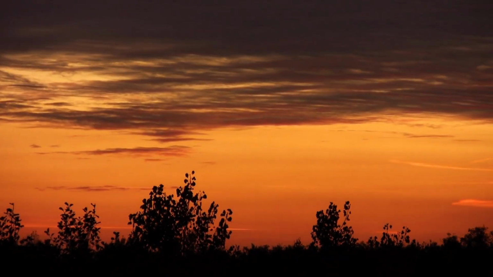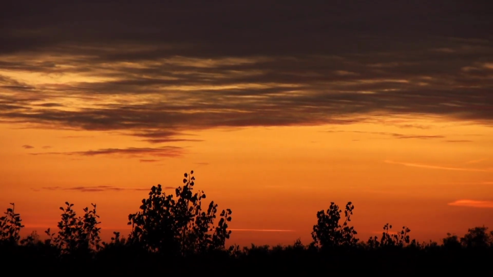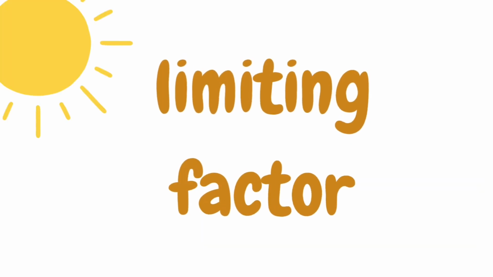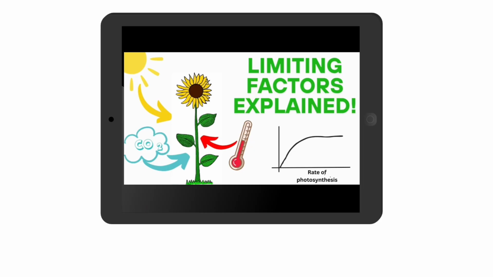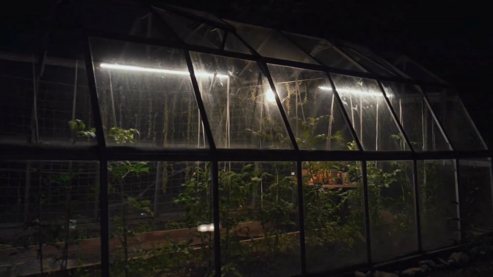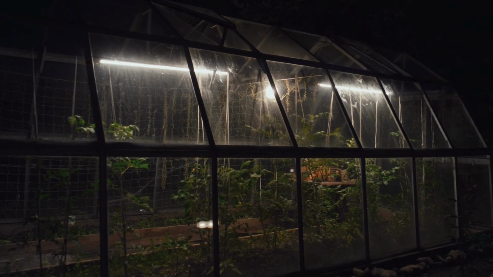However, at other times of the day, there's much less natural light. This will limit the amount of photosynthesis that Josie's tomato plants can carry out. We say that light intensity is the limiting factor. If you want to know more about limiting factors, I've made a whole video explaining it in detail, so I'll put the link below. Josie decides to install artificial lights into the greenhouse.